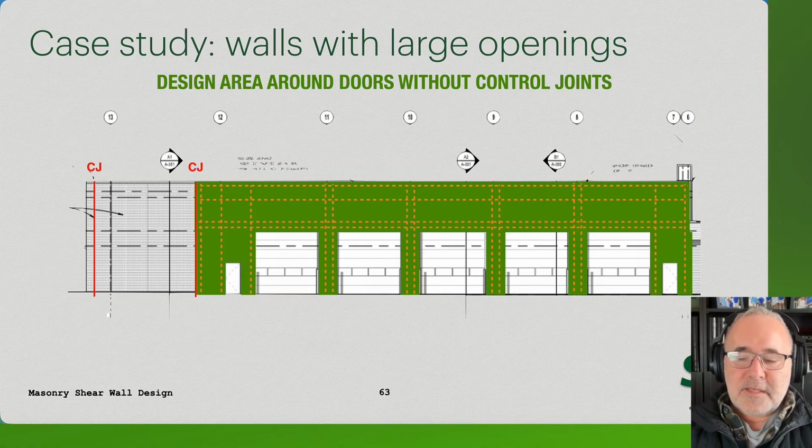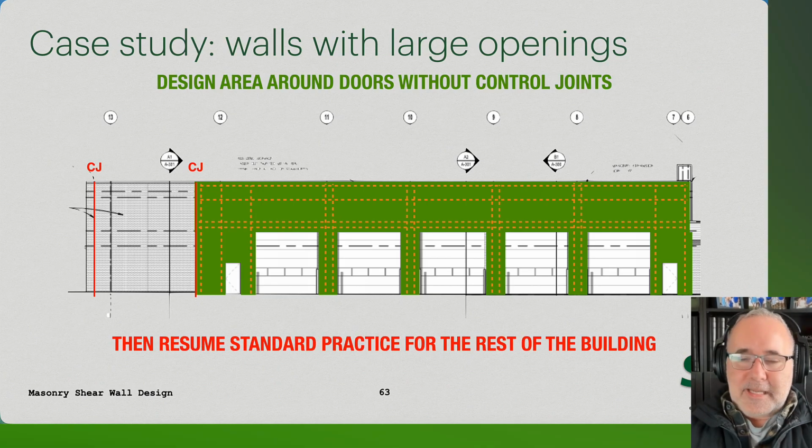We utilize this whole elevation for the building. Now, that may be for that area. We can go to standard control joint location for the rest of the building. We just have one area that we have minimal control joints.